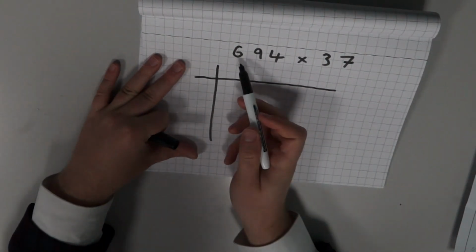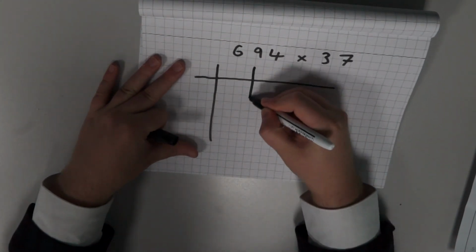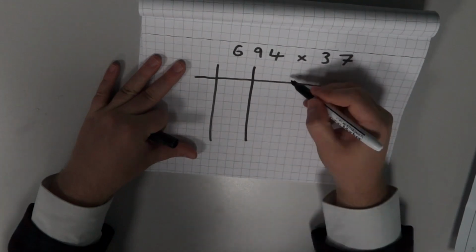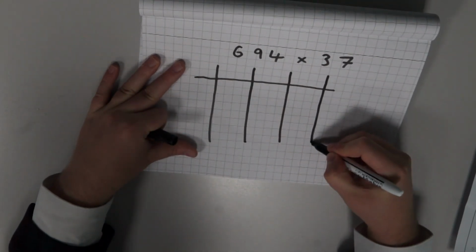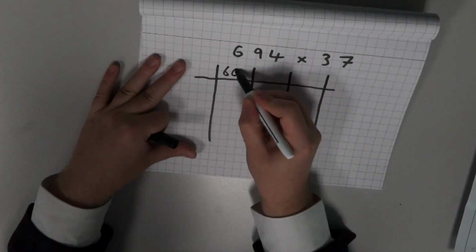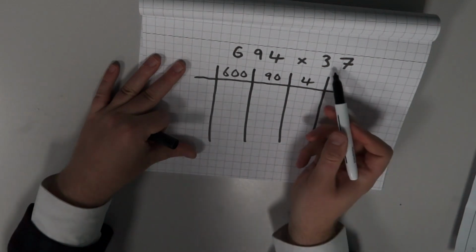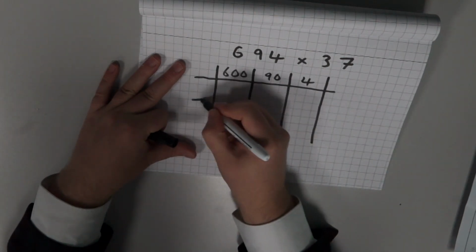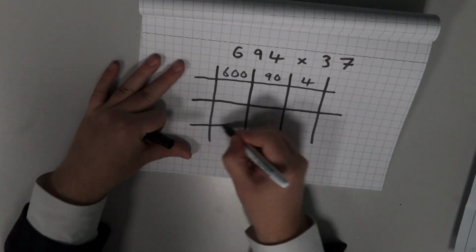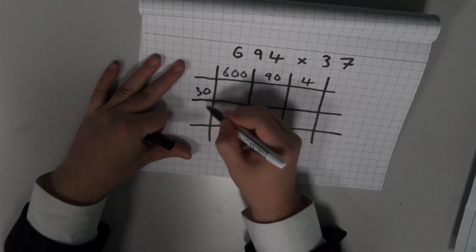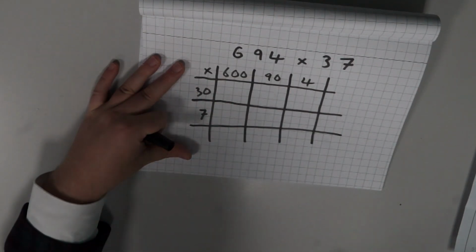So columns going across, I need a column for 600, a column for 90, and a column for 4. And then 600, 90, and 4. And then rows going across, I need a row for 30, and a row for 7. 30 and 7. Now I can start my multiplications.